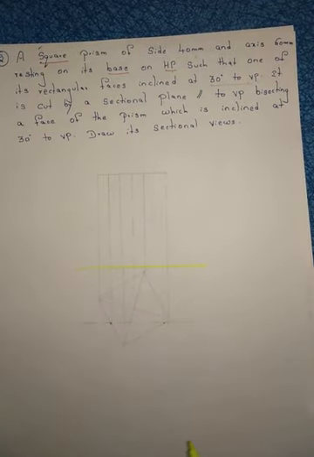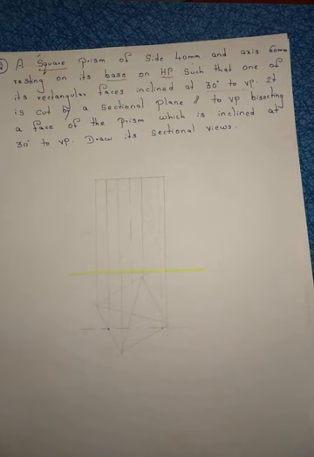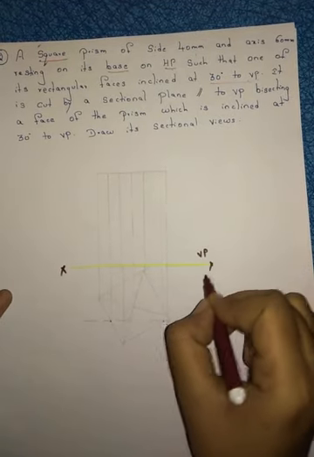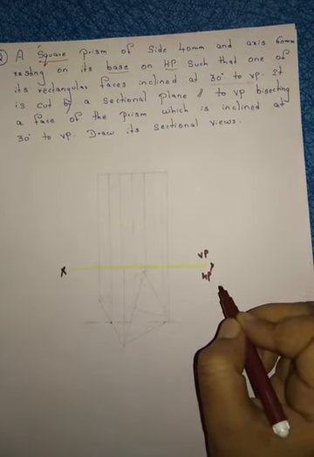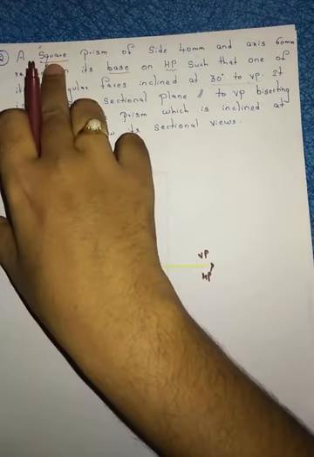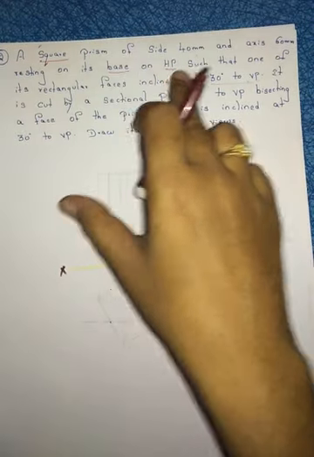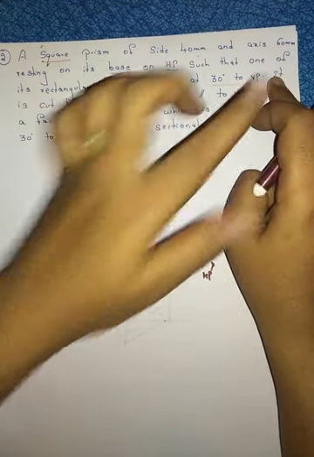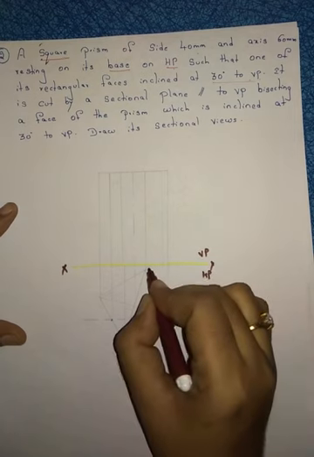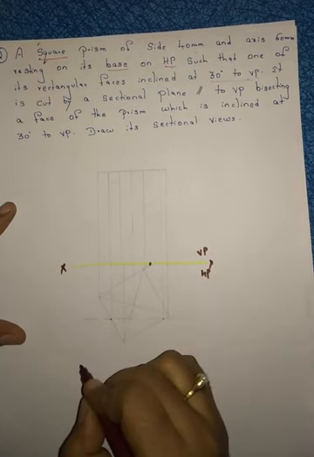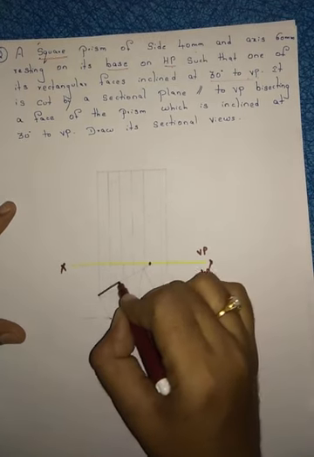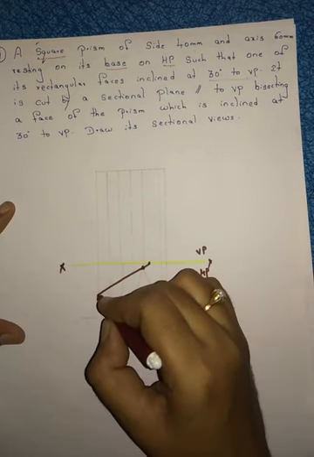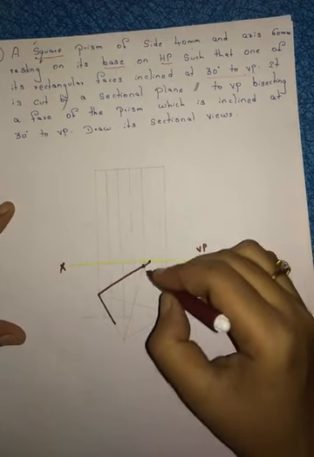Just draw the reference line. Name it XY, vertical plane, horizontal plane. Right? You have to draw the square base on HP such that one of its faces is inclined at 30 degrees to VP. So mark any point on the reference line. Take a 30 degree angle. Leave a 5 mm gap. Construct the square.